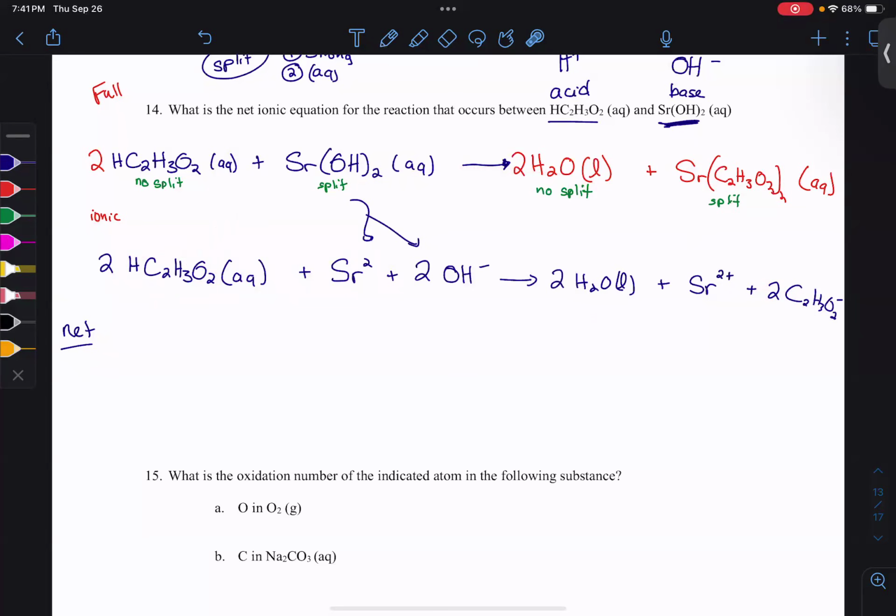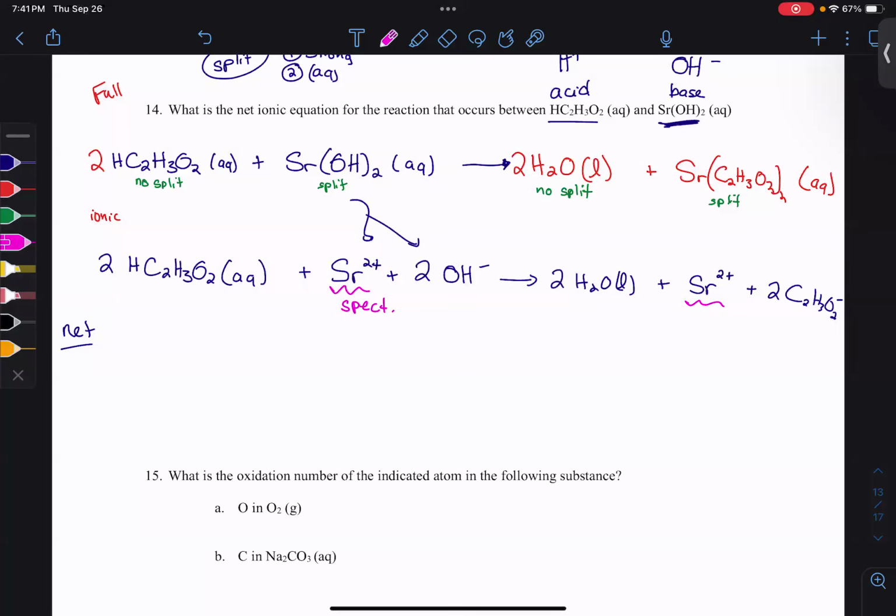But look at strontium. We have strontium 2+ here. What is it on the product side? Also strontium 2+. Are they identical? Yeah, so it is a spectator. So we're going to remove that when we rewrite our net ionic equation. Is there anything else that is a spectator? No, there's not. Hydroxide gets changed. It turns into water. So we see that strontium is the only thing that is a spectator ion.